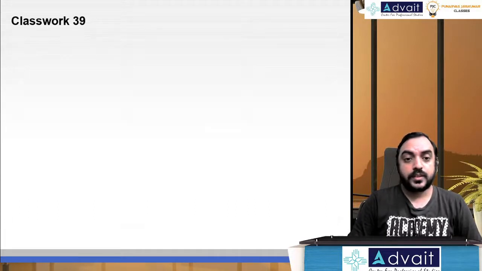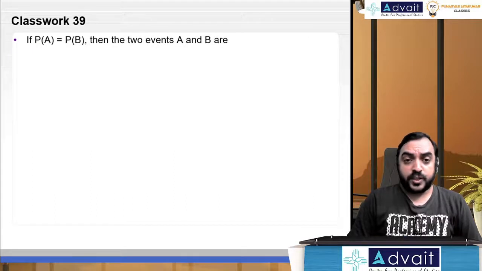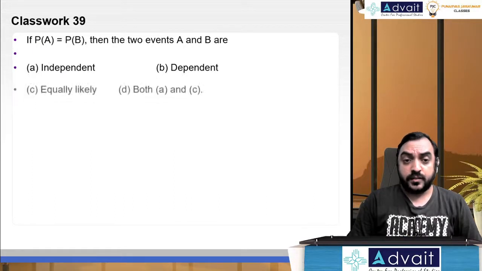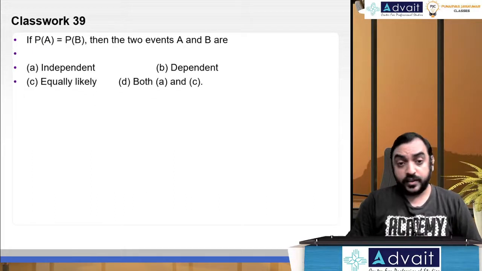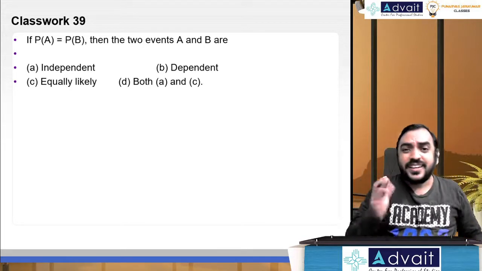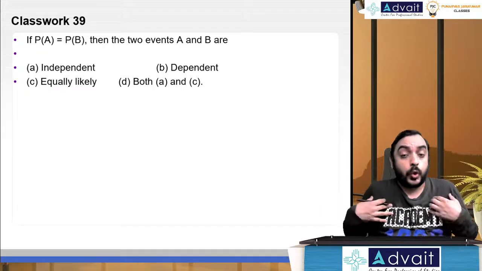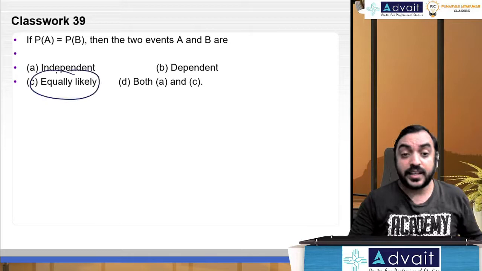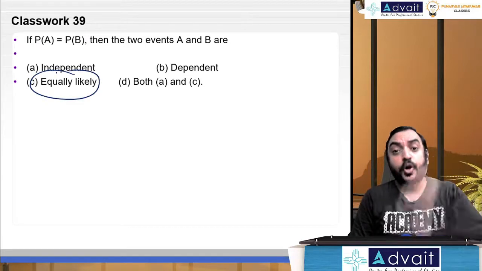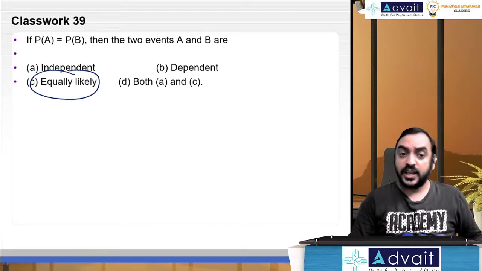Next: if probability of A equals probability of B, then the two events A and B are independent, dependent, or equally likely. When the probabilities are equal, independence does not follow. They may be independent, we don't know. But they are equally likely. Their chances are the same, their probability is the same. That is equally likely, option C.